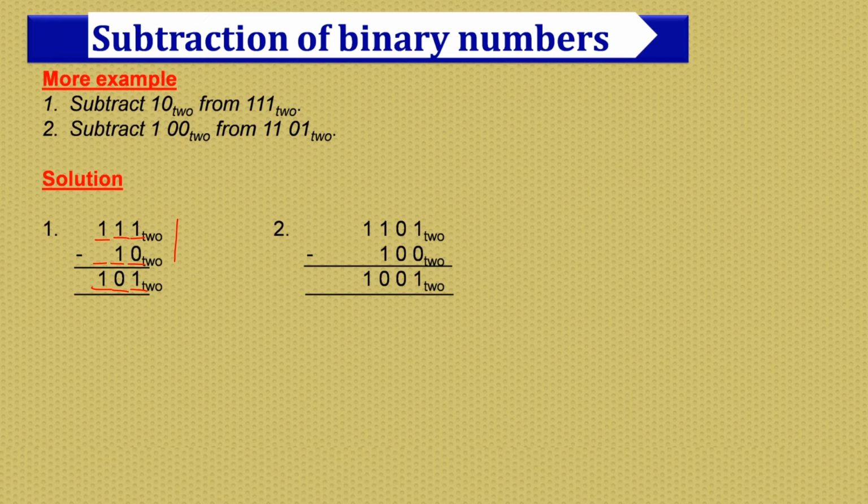Now, to the second example, after setting out our numbers properly, very important, we can go ahead to do our subtraction. 1 minus 0 gives us 1. 0 minus 0 gives us 0. And 1 minus 1 gives us 0. Then lastly, 1 minus nothing gives us 1. Now, let's see some more examples.